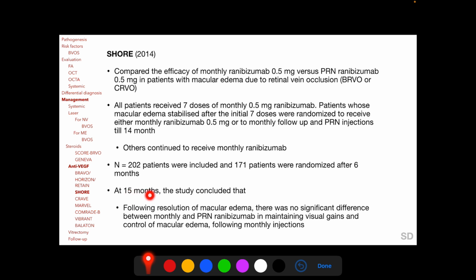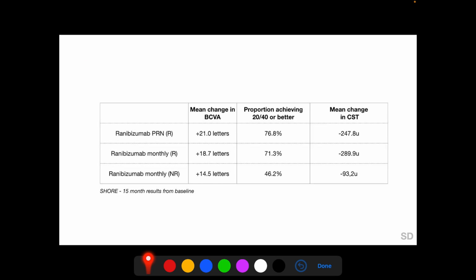At 15 months, the SHORE study concluded that following resolution of macular edema, there was no significant difference between monthly and PRN ranibizumab injections in maintaining visual acuity gains and controlling macular edema. This table shows the 15-month results from the SHORE trial.